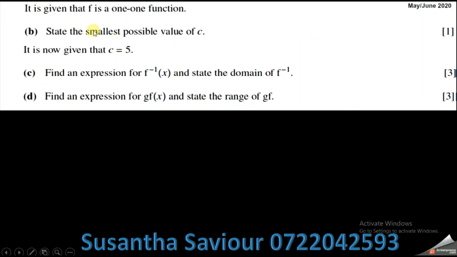Given that f is 1 to 1, state the smallest possible value of c. If it is 1 to 1, right, x should be greater than or equal to 2. C is equal to 2, right? C is equal to 2. So this is just one mark. That is also some knowledge that you should have, and you can refer to my quadratic equations videos also for you to get this.